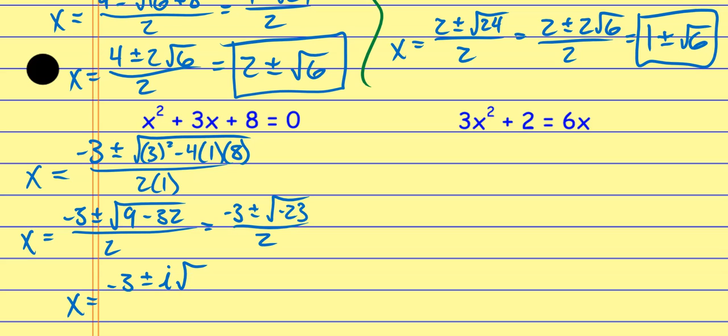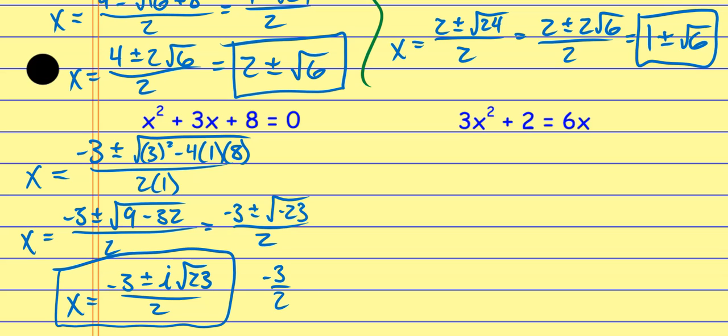I wrote a 33 like a crazy person. Let me try again. And now from here, there's not really anything else I can do or need to do. I can leave it like that. I'm not going to use my distributive property like I did in the other one. If you want to leave it like this, that's fine. If you want to rewrite it as -3 over 2 plus or minus i root 23 over 2 and do your distributive property, that would also be acceptable.